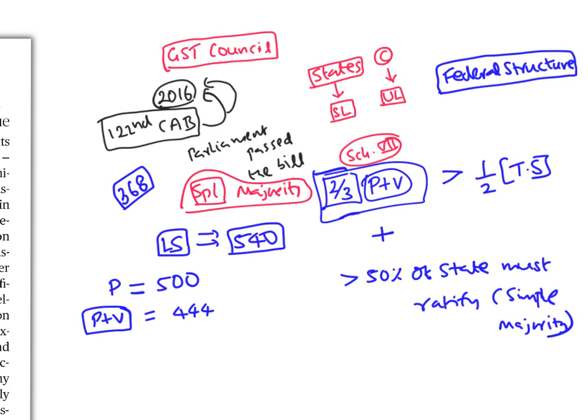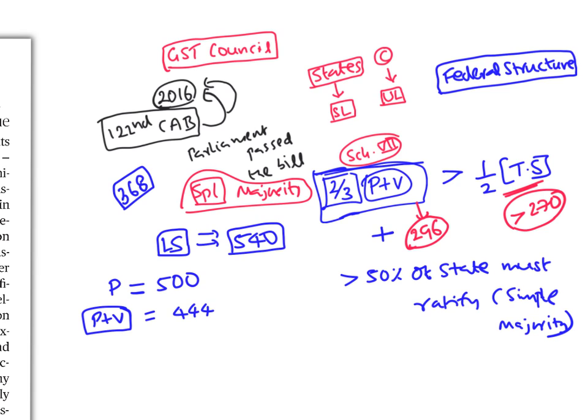So what is 2/3 of present and voting? Just make a quick math. 2/3 of present and voting means 444 multiplied by 2 divided by 3, which comes to 296. So 2/3 of present and voting comes to 296 as per our example. And there is something else: half of total strength. What is total strength? 540. Half of total strength is 270. More than that means at least more than 270, or greater than or equal to 271.